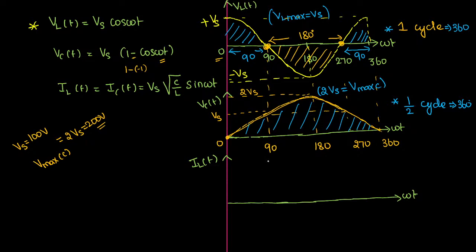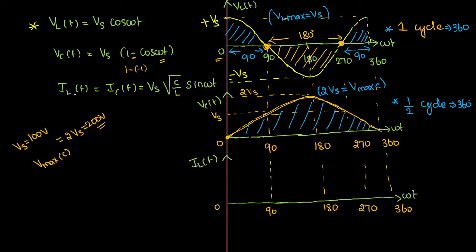So once again take the same intervals. Let me take 0 degree, 90 degree, 180. Yes, 0. Let us take 90 degree as usual. It will be 180 degree and it will be 270. Then this will be 360 degree. Okay, sir. Shall we start now? Yes.